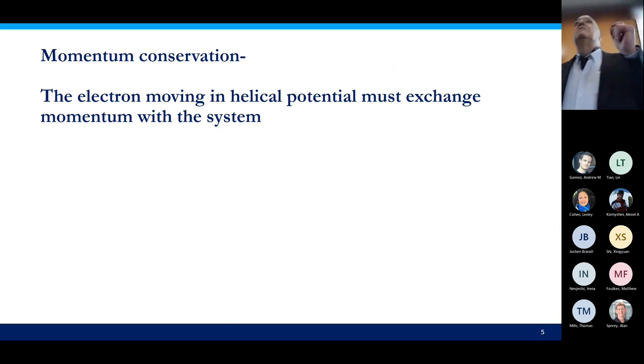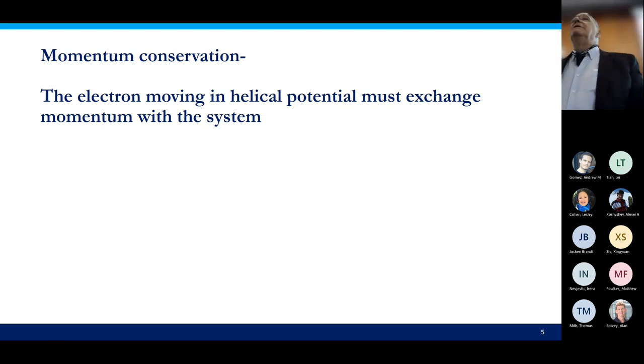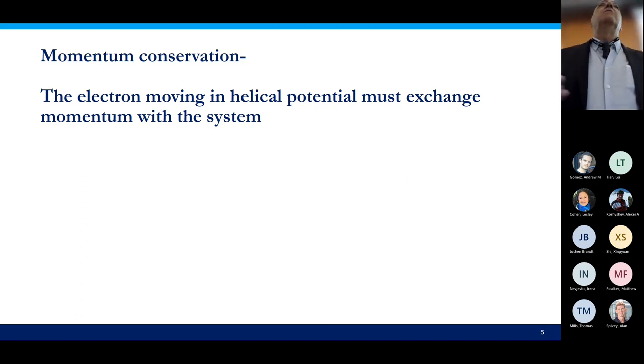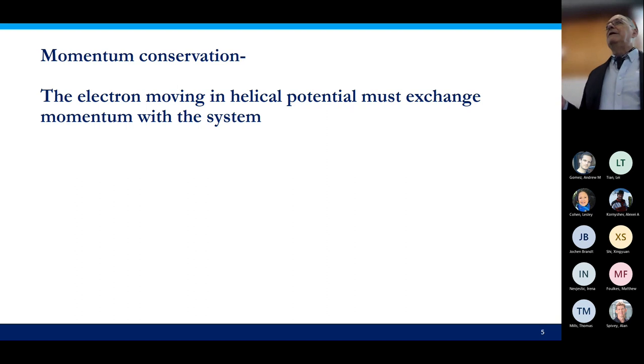It's important because, think about it, the electron moving has to change direction. How can an electron change direction? It can change direction only by exchanging momentum with the molecule. Otherwise, it cannot change direction. So it's not like linear motion through a molecule, where the electron can go without sharing momentum with the molecule. In chiral molecules, by definition, the motion of the electron through the potential requires exchanging momentum. That's something that chemists and physicists are not used to.